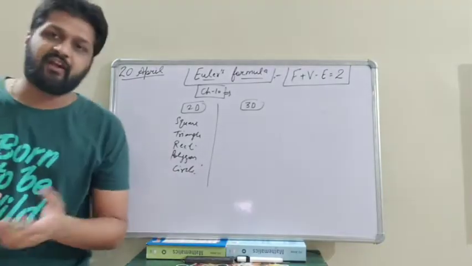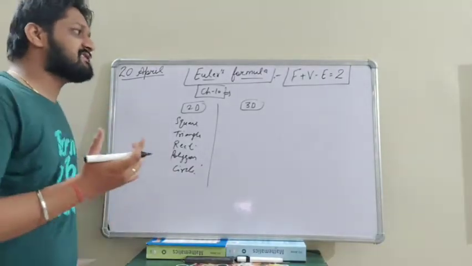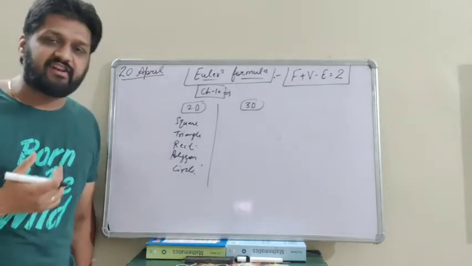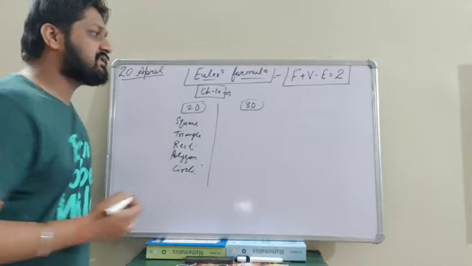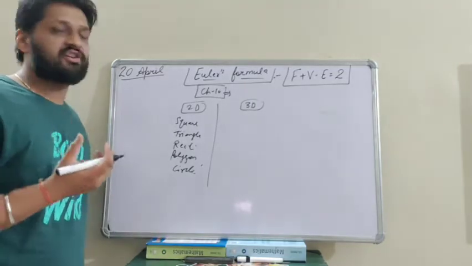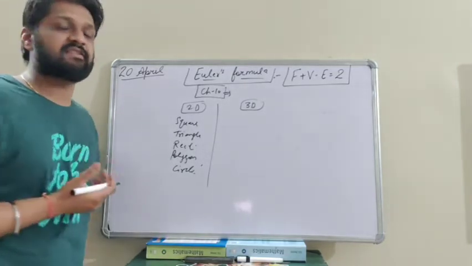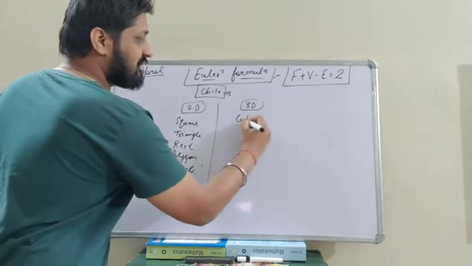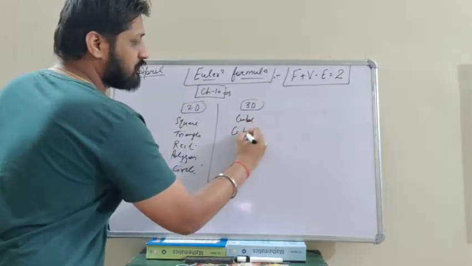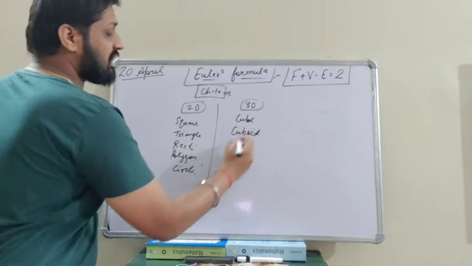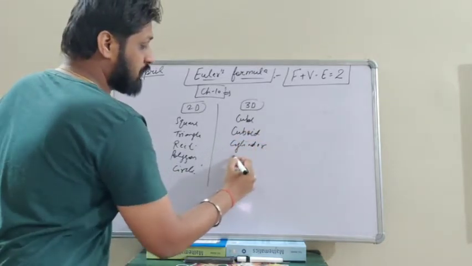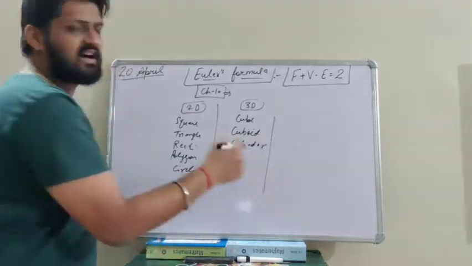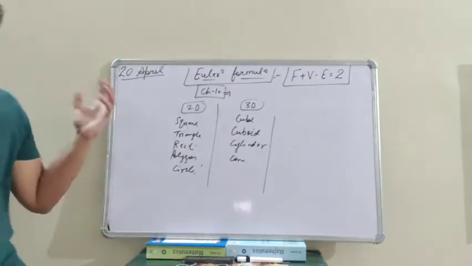In 3D figures, what have we discussed? They consist of three dimensions: length, breadth, and height. And what are the possible solid shapes in three dimensions? That is cube, cuboid, cylinder, cone, and others. This is the difference between 2D and 3D.